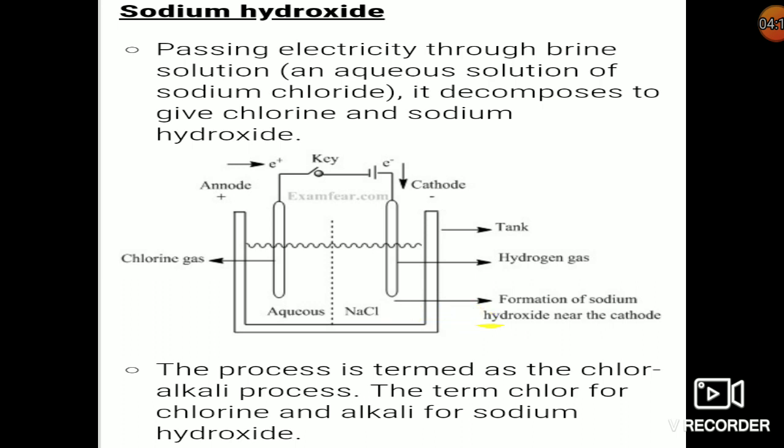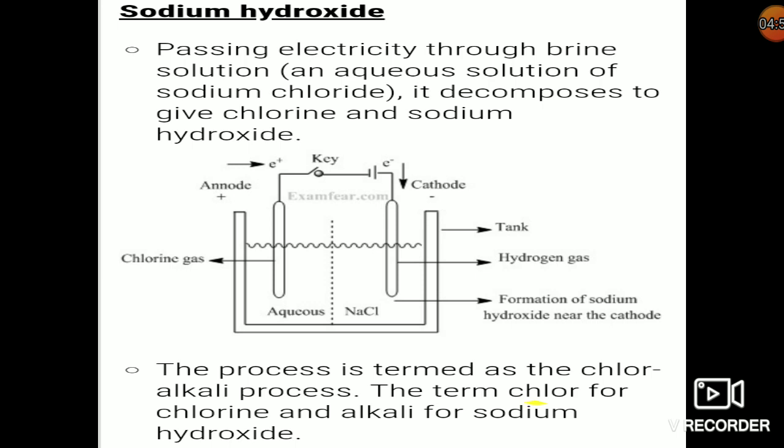From here we can collect it. If we put an outlet here, we can collect the sodium hydroxide. This process, in which we prepare chlorine and sodium hydroxide, that is alkali. If you remember what alkali is, alkali is a base that is soluble in water. So we get the alkali sodium hydroxide by electrolysis of a brine solution. Brine solution is a saturated solution of sodium chloride in water. The name of the process is chloralkali.